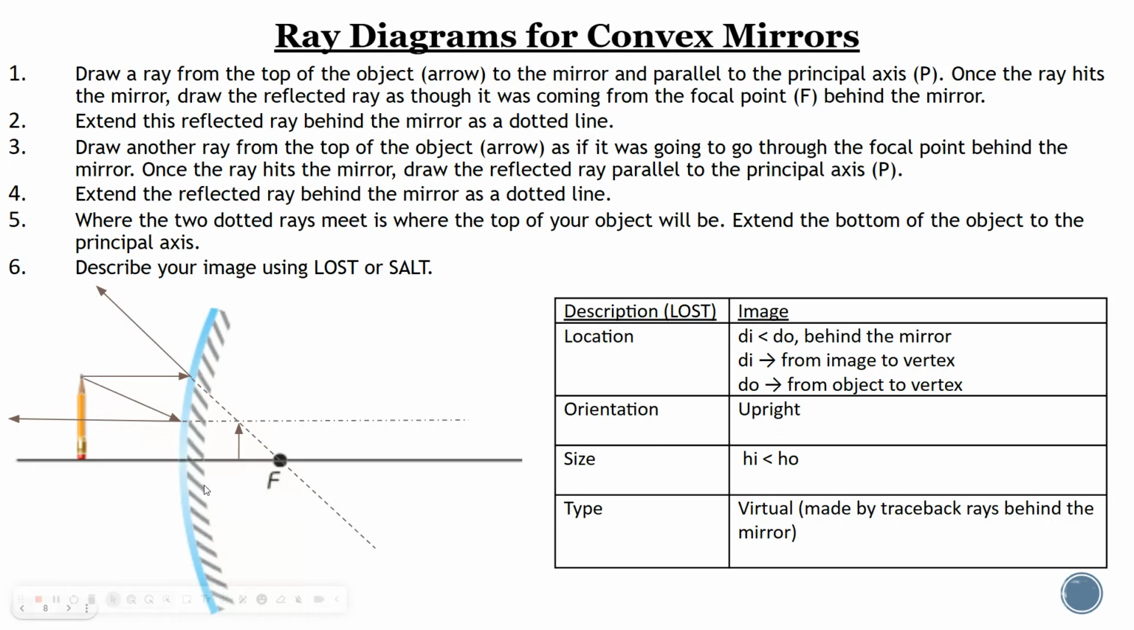And that's the case for convex mirrors. There's no other scenario for it. It's simply smaller and closer and virtual and upright. Remember those rays?